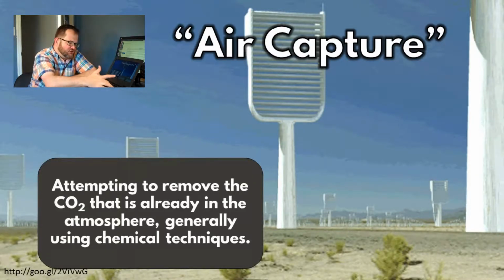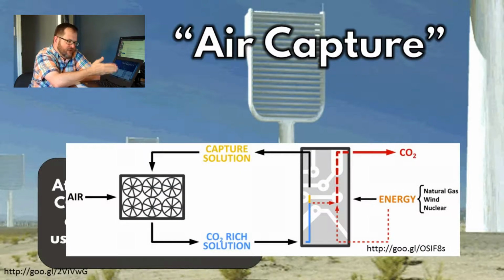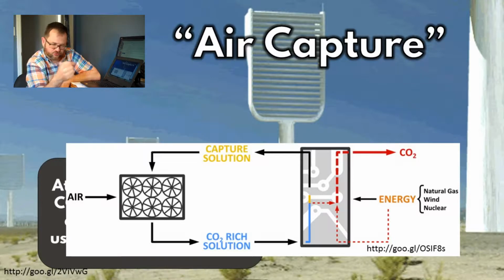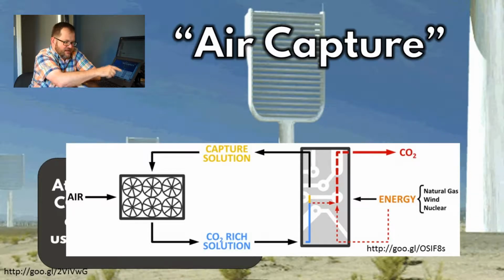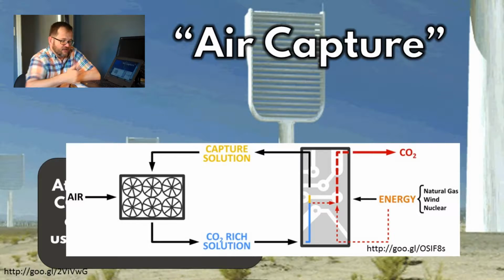And so you can kind of picture how this could work and how you could have some kind of system that air was flowing into, and a capturing solution of chemicals flows through that, with a fan or whatever, and you end up with a solution that is rich in carbon dioxide. Then there would be a chemical scrubbing system that has to be powered by energy that extracts the carbon dioxide, and the solution goes back in through the cycle here.